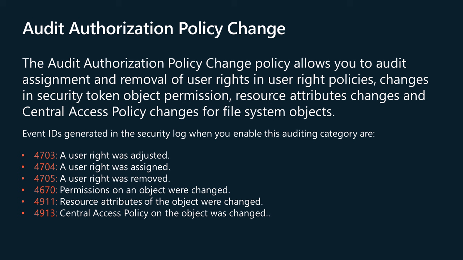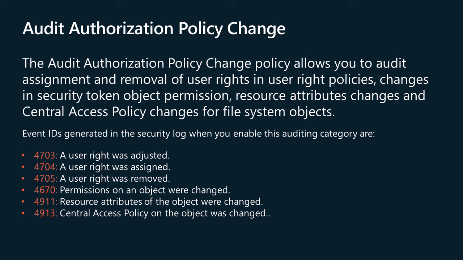The Audit Authorization Policy Change policy allows you to audit assignment and removal of user rights in user right policies, changes in security token object permission, resource attributes changes, and central access policy changes for file system objects. With success auditing for this subcategory, you can get information related to changes in user rights policies or changes of resource attributes or central access policy applied to file system objects.